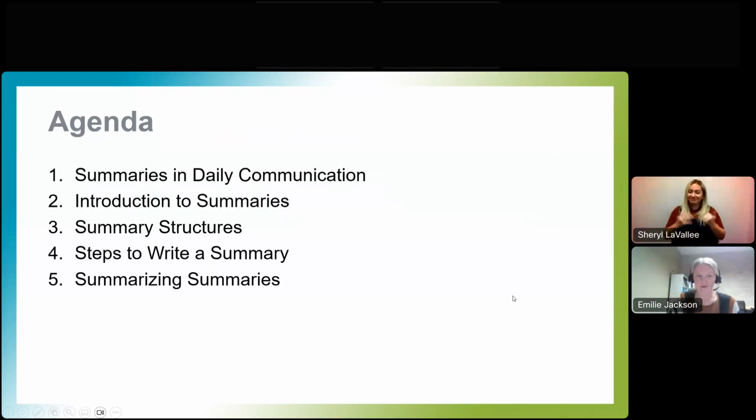Our agenda for today: we're going to start off by talking about summaries and daily communication. Believe it or not, summarizing is something that we do all the time, whether you realize it or not. I'll give an intro to summaries. What do we mean when we're talking about summaries? What does it look like? We'll look at a structure, what should be included in a summary, what order of information, and we'll look at some steps to writing a summary, breaking it down to the most basic: do this, then this, to produce this. And at the end, of course, we always end our presentations with a summary. So today it's summarizing summaries.